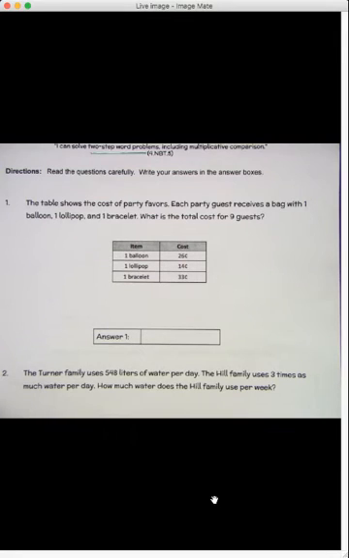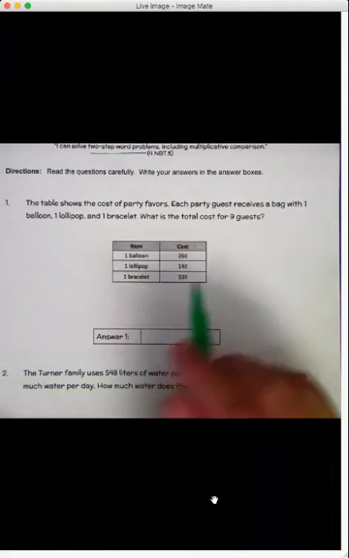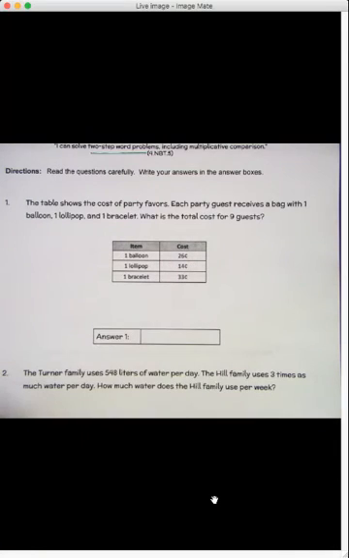The table shows the cost of party favors. Each party guest receives one bag with one balloon, one lollipop, and one bracelet. What's the total cost for 9 guests? So every bag has one of each of these in it, and we're going to have 9 guests that get that bag. So the first step in this problem is we've got to find the cost for one bag.